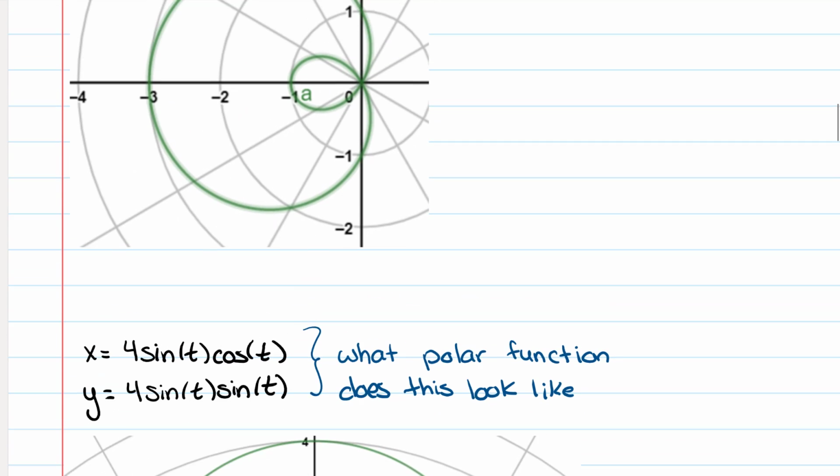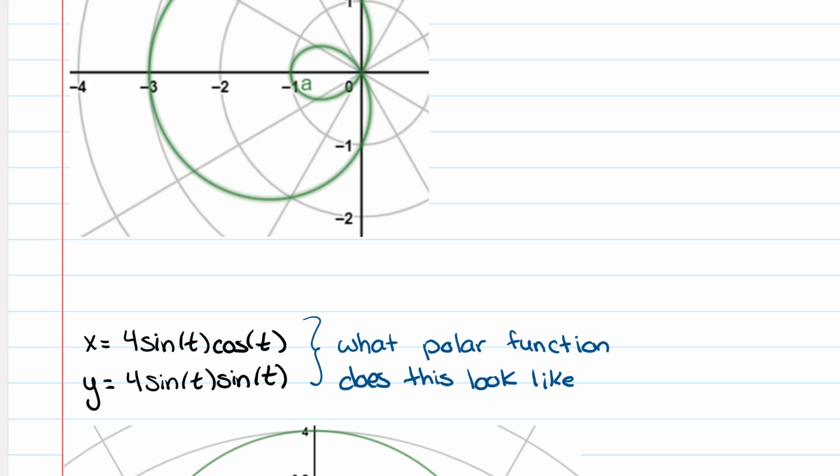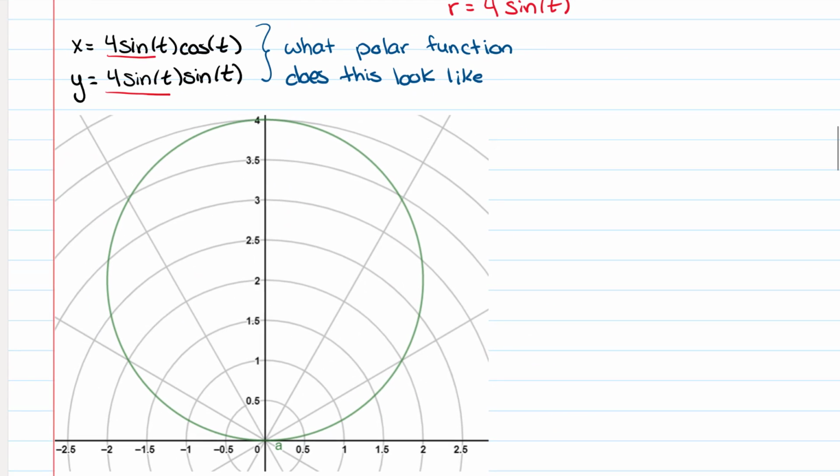All right, let's try one more. x equals 4 sine t times cosine t, and y equals 4 sine t times sine t. And this beginning part is going to be r. So our polar equation should be r equals 4 sine of t. And if you go ahead and graph both of those, you should get the same graph, which looks something like this.